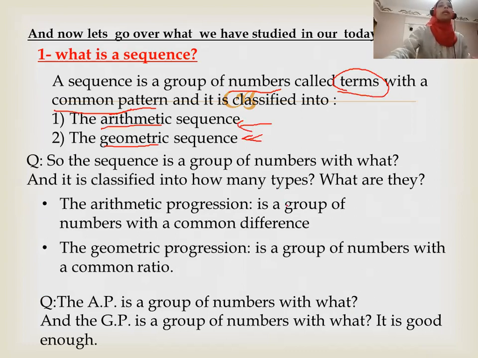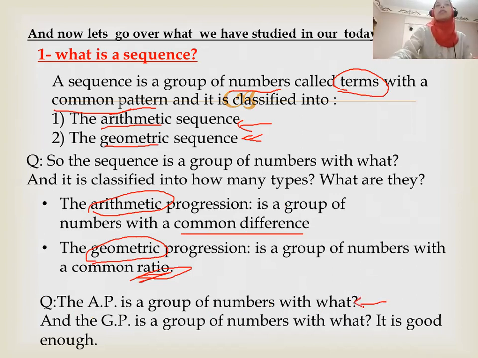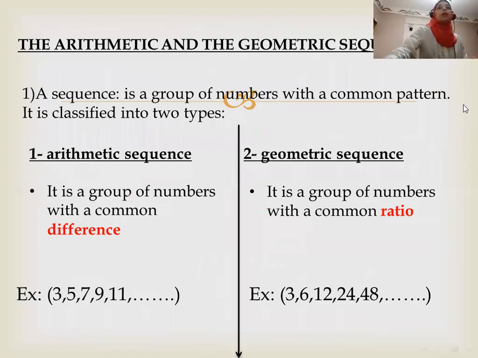Well done. The arithmetic progression or sequence is a group of numbers with a common difference. But the geometric progression is a group of numbers with a common ratio. Question: the arithmetic progression is a group of numbers with what? With a common difference. And the geometric progression is a group of numbers with a common ratio. Okay, well done. And now you can copy these notes in your notebook to conclude what we have studied in our today's lesson.